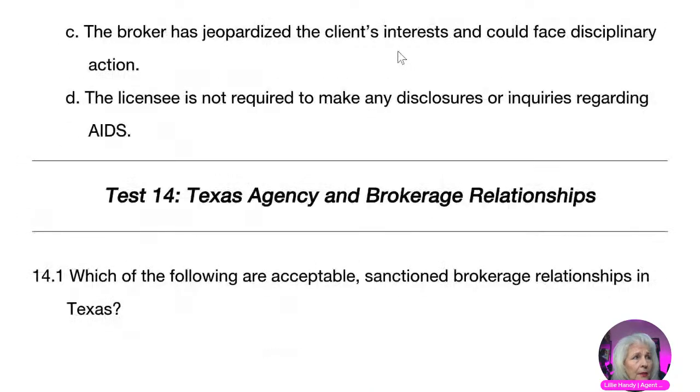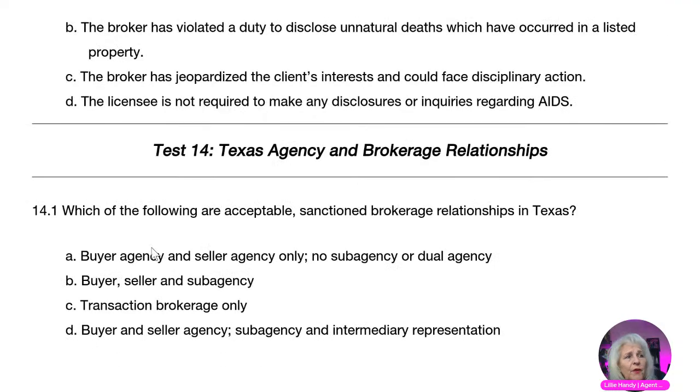I like it when the letters are bigger. Acceptable sanctioned brokerage relationships in Texas. Which of the following are acceptable sanctioned brokerage relationships in Texas? A, buyer agency and seller agency only, no subagency or dual agency. B, buyer, seller, and subagency. C, transaction brokerage only. Or D, buyer and seller agency, subagency, and intermediary representation. So what is the answer here? Type your answer in the chat.